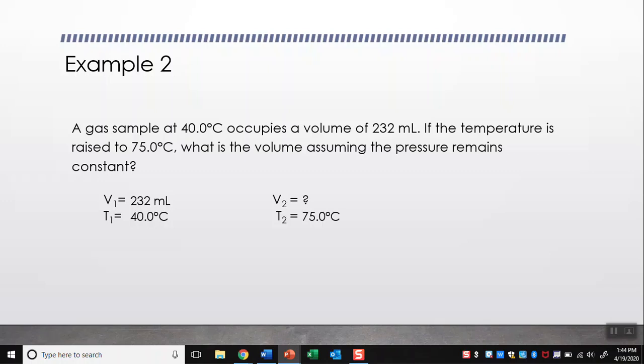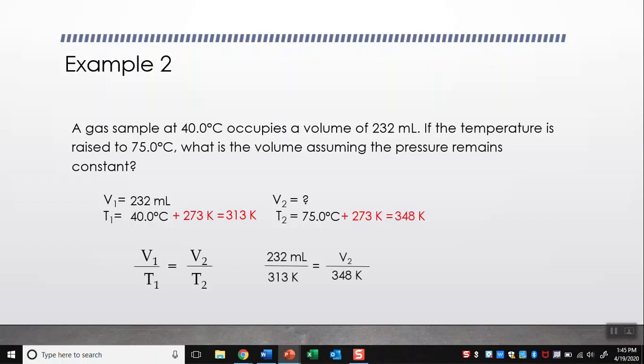Now, what do I have to do here before I even set it up? Right, I have to change the temperature to Kelvin. So to each one, let's add 273. So we have an initial temperature of 313 Kelvin, and a final temperature of 348 Kelvin. So let's go ahead and put it into the formula for Charles's law. V1 over T1 is equal to V2 over T2.